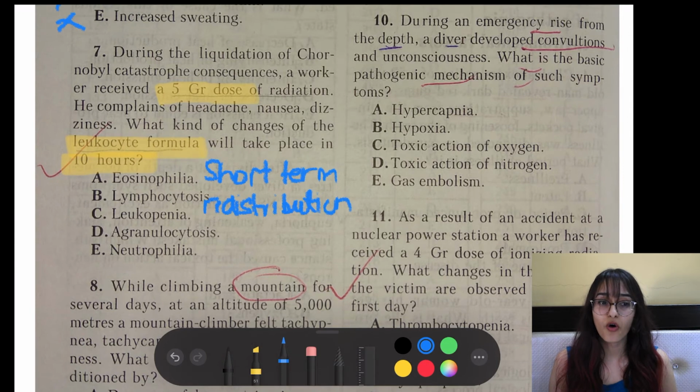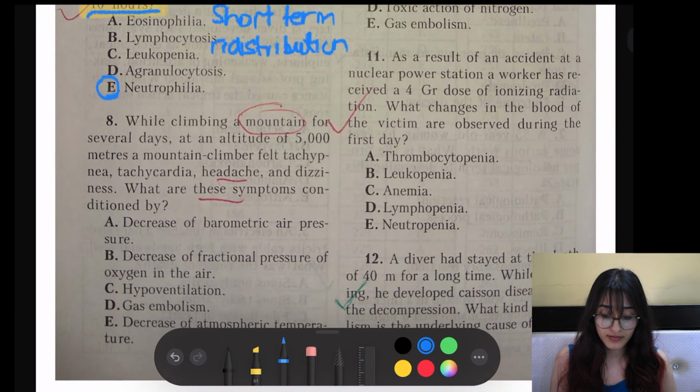You see, whenever there's a shock or stress or any such condition, there is redistribution of neutrophils in the body, and this short-term redistribution in the body will lead to a temporary neutrophilia that is seen in blood after 10 hours. Overall, there will still be leukopenia and especially lymphopenia, and we'll see that in another question.